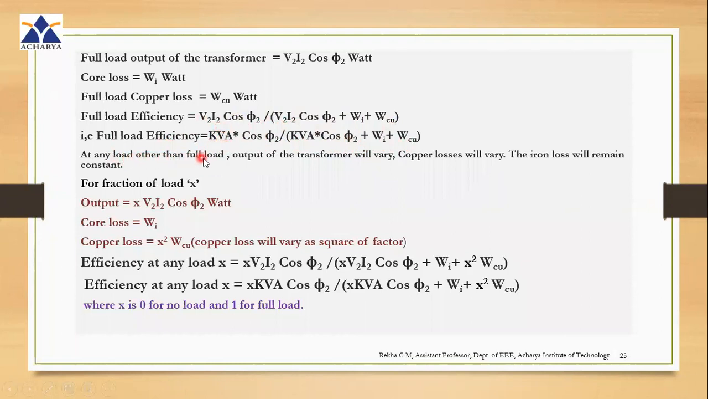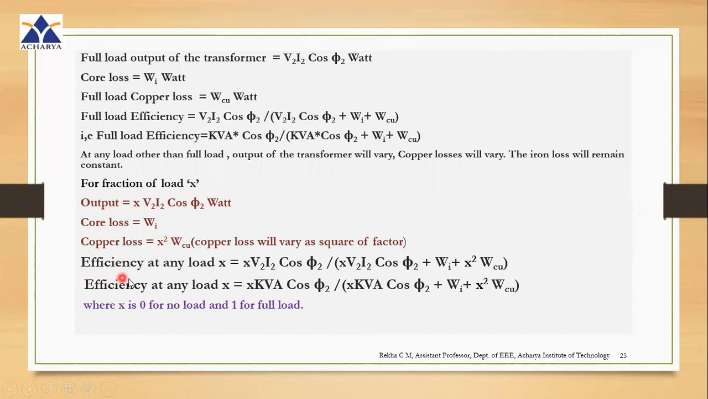At any load other than full load, output of the transformer will vary. And also the copper losses will vary. Iron losses will remain constant at any other load. So for a fraction of load X, output can be expressed as X V2 I2 cos phi 2. That is, we need to multiply the output with X. And core losses or iron losses remain constant, Wi itself. Then again copper losses should be multiplied by X square. That is the fraction square.